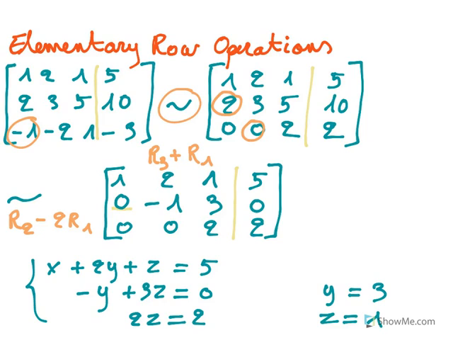And then finally, if we want to determine x, we can plug in y and z in the first equation, and then we get x plus 2 times 3, so 6, plus z, so 1, equals 5. So then we get x plus 7 equals 5, so x is minus 2. And this is then the solution of our system of linear equations.